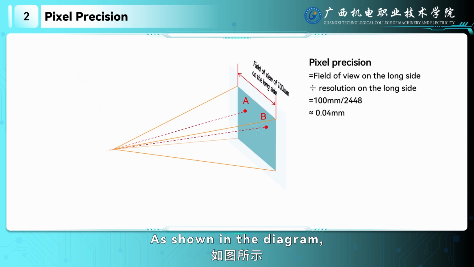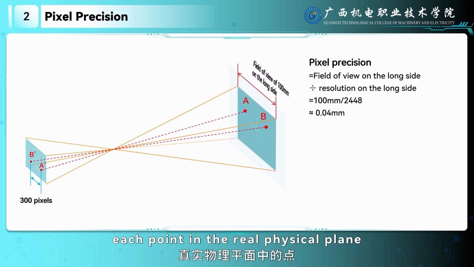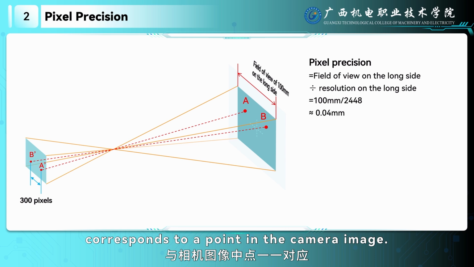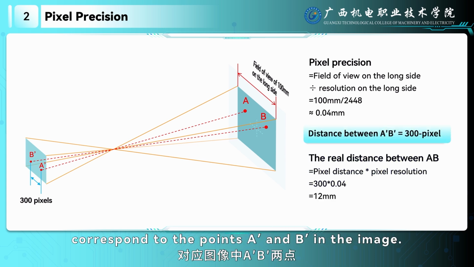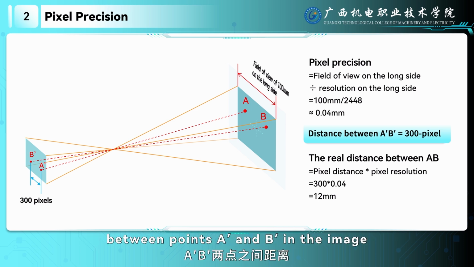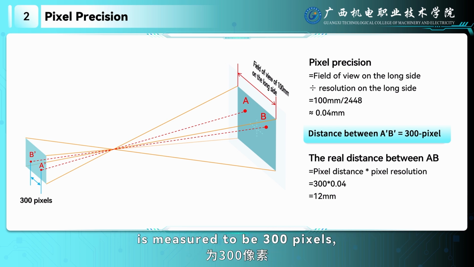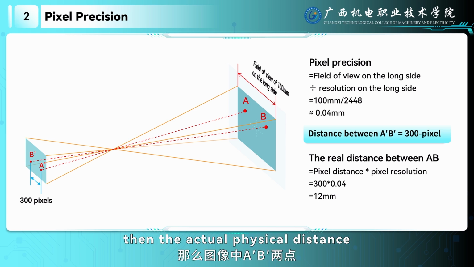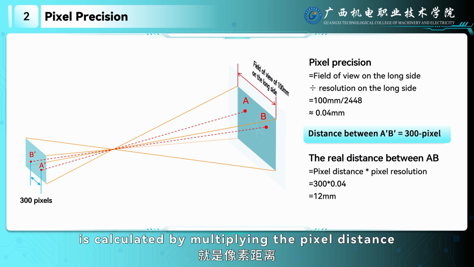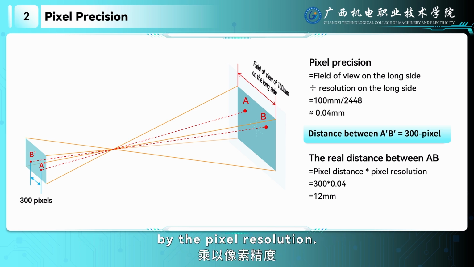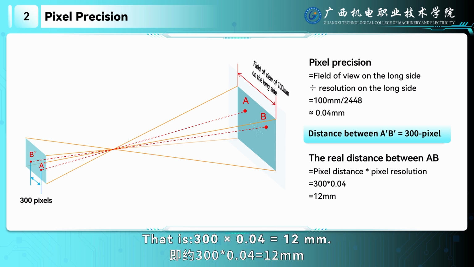As shown in the diagram, each point in the real physical plane corresponds to a point in the camera image. The points A and B on the physical plane correspond to the points A and B in the image. If the distance between points A and B in the image is measured to be 300 pixels, then the actual physical distance between points A and B in the real world is calculated by multiplying the pixel distance by the pixel resolution. That is, 300 times 0.04 equals 12 millimeters.